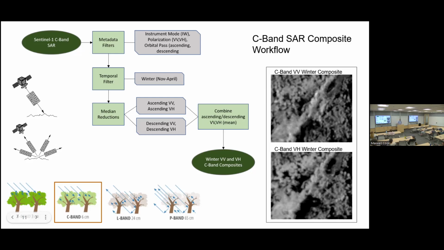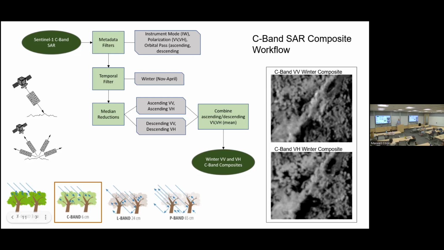As I mentioned with the orbit pass, we then combine the ascending and descending and take the mean of those two images. So this is what we're seeing on the right here. On the top, our C-band vertical polarization, and on the bottom, our C-band vertical horizontal polarization. And it's difficult to see some of the differences at this scale, but there are differences on the edges of the forest area, where the VH is actually a little more sensitive to those edges between stands, right?